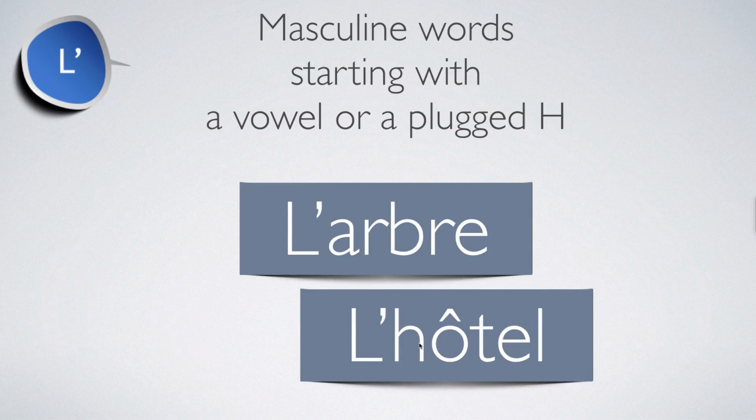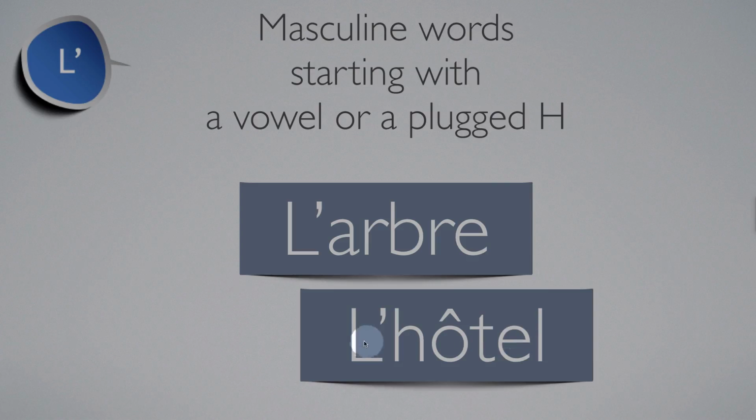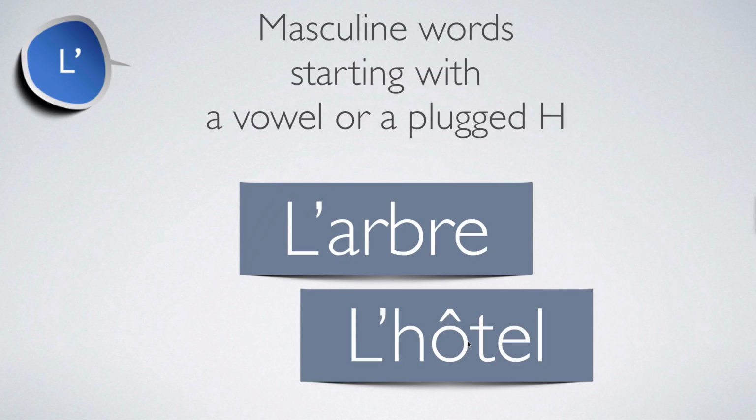This one here, as you can see, we have an H starting this word, hôtel, and it is a plugged H. Why a plugged H? Because this word allows a connection or liaison between it and the previous word. So here we have l'hôtel. L'hôtel. It's the perfect way to translate "the hotel."